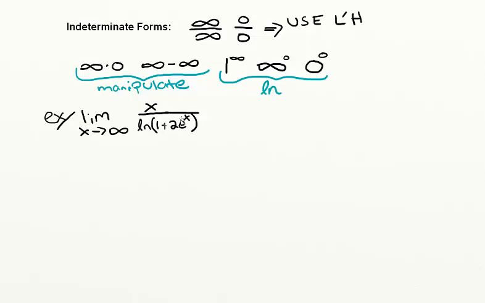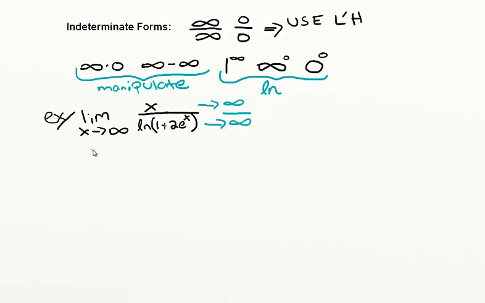We're going to look at this first example, which is a type infinity over infinity, and next we'll see one of the indeterminate powers. For this first example, as x approaches infinity, the numerator approaches infinity. As for the denominator, 1 plus 2e to the x: as x approaches infinity, e to the x approaches infinity, so we have the natural log of infinity, which also goes to infinity. So this is a type infinity over infinity.